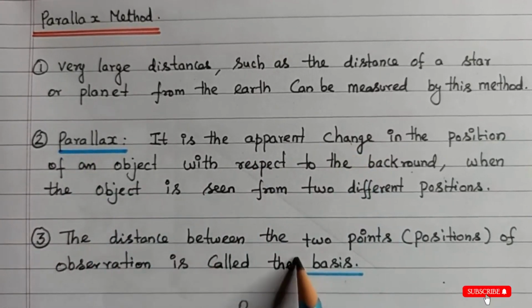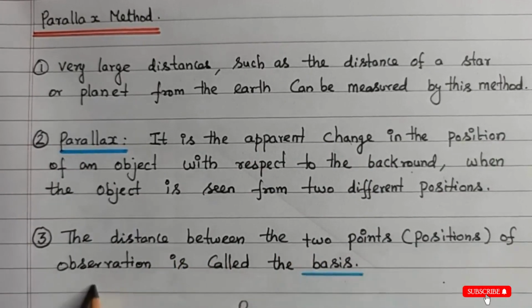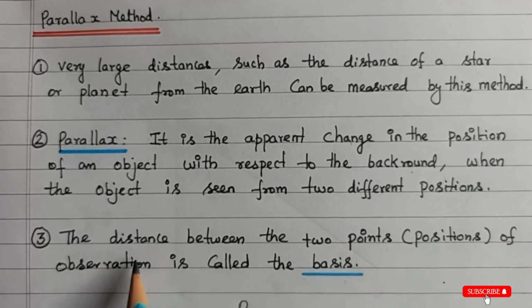The distance between the two points of observation is called basis. இங்க வந்து 2 points of observation ங்கிறது என்னன்னா left eye and right eye. left eye க்கும் right eye க்கும் உள்ள distance வந்து basis.